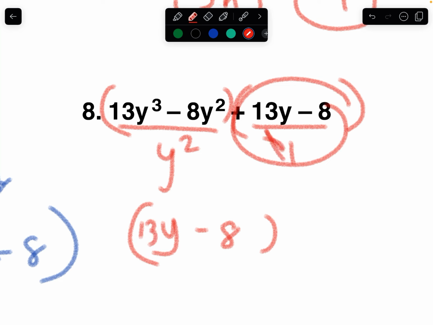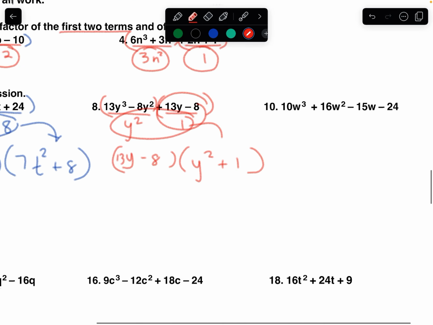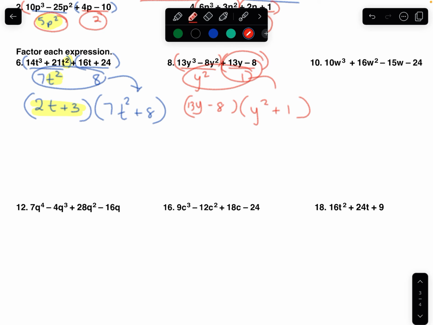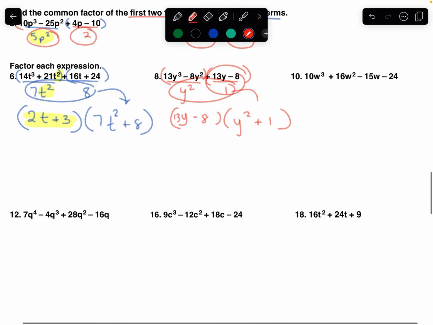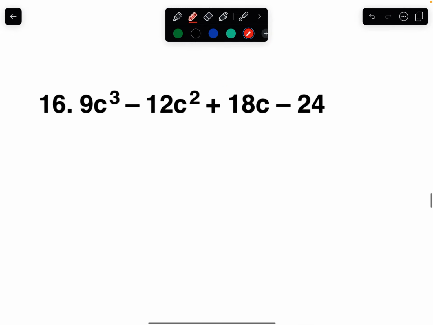Notice I check here and go, no, I forgot the 13. And this here is just this there. Y squared plus 1. Okay? And you do that for 10, 12. Now, this one, nope, I'm checking this one here.